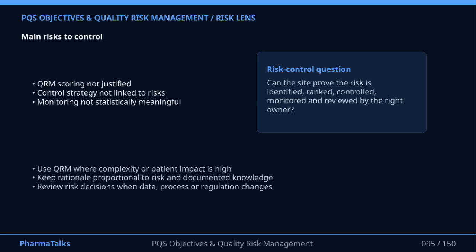On this slide, we're focusing on the main objectives of a pharmaceutical quality system and how quality risk management, or QRM, plays a critical role in managing risks.